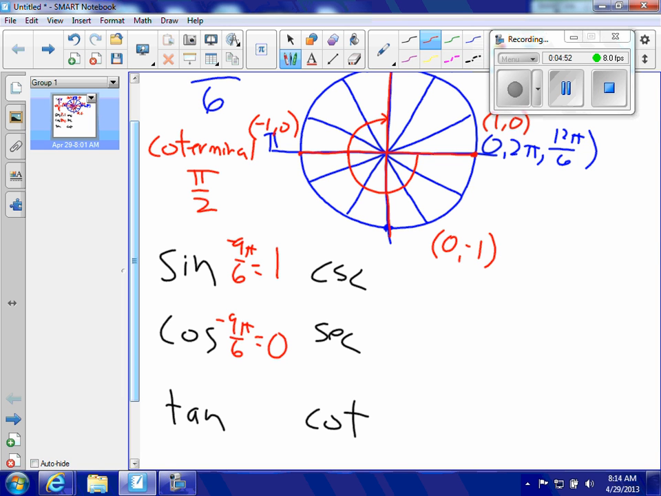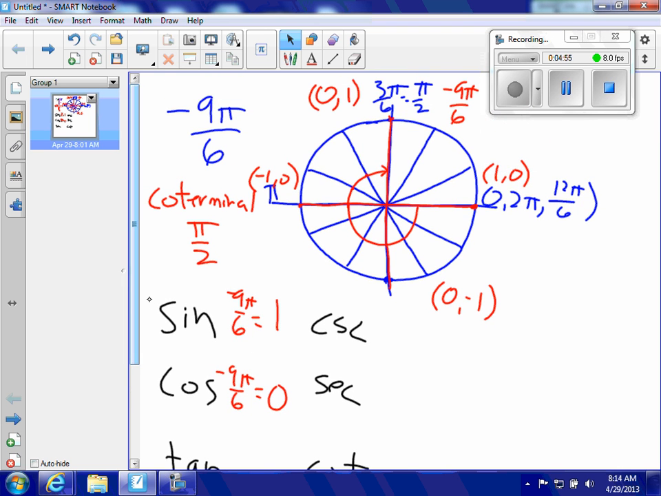Wait, how did you get that? Which one are you looking at? Okay, so I'm looking at negative 9 pi over 6, which is coterminal with pi over 2, which is 0, 1. If it was, let's say, negative 10 over 6, that would be over here, but no, it wouldn't be radical 2 over 2, because this is a 30-degree angle there. Pi over 6 divides up the half circle into 30-degree segments.